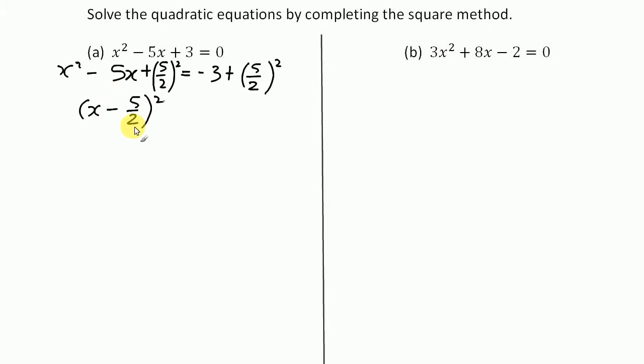You can check this out yourself by expanding this. It should give you back this function here on the left.